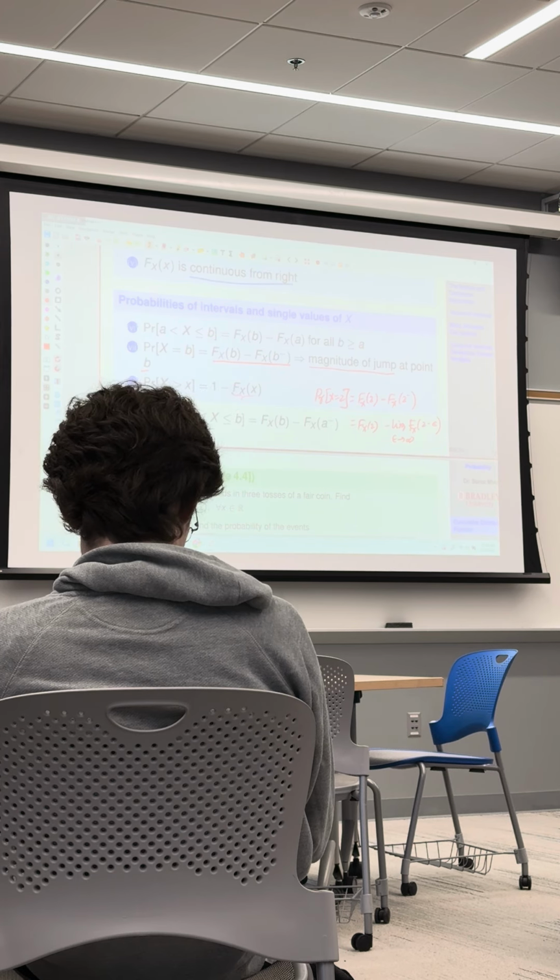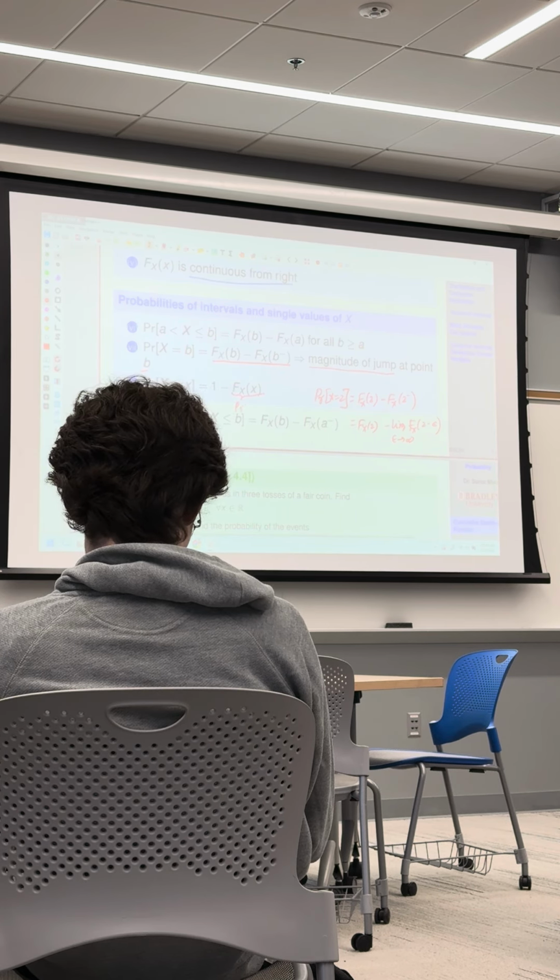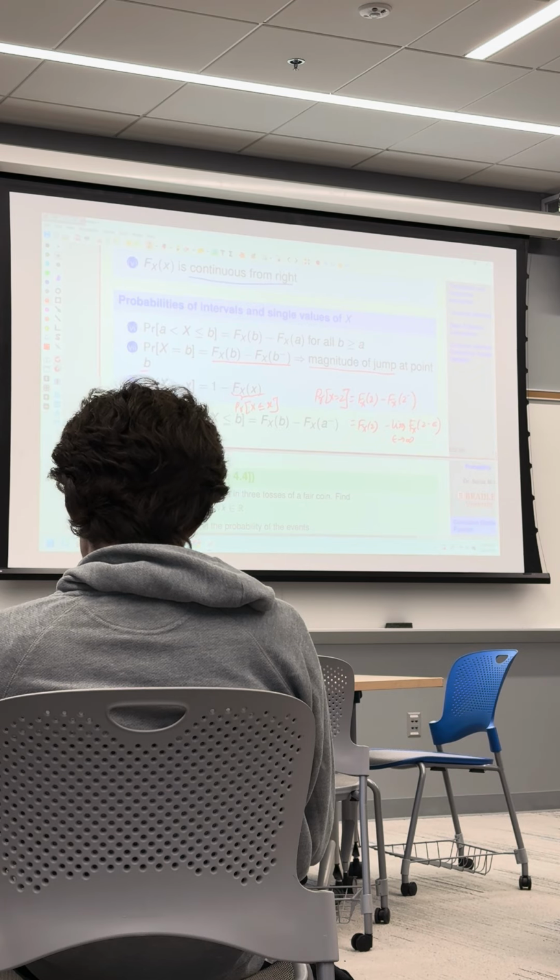So this is basically the probability that X is less than or equal to x. One minus the probability that X is less than or equal to x will give you the probability that X is greater than x.